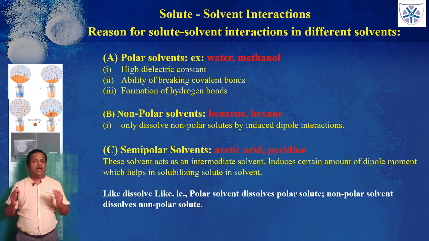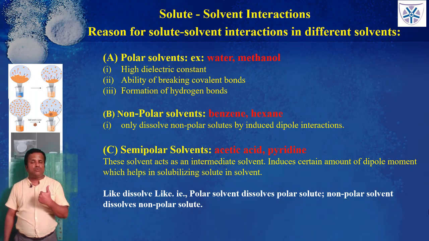That is the high dipole moment, right? So that is the reason for polar solvents. What are the properties that come under the polar solvents? One is a high dielectric constant, that is denoted as epsilon. Another one is the ability of breaking covalent bonds.